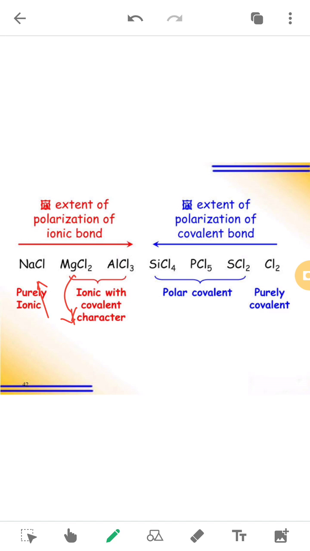Now silicon chloride, phosphorus pentachloride and sulfur chloride are also polar covalent. So they have covalent character, but they are polar, so there is a minimum of ionic character also. But Cl2 is purely covalent. So this way we have learned the Fajans rules. I hope you have understood it.